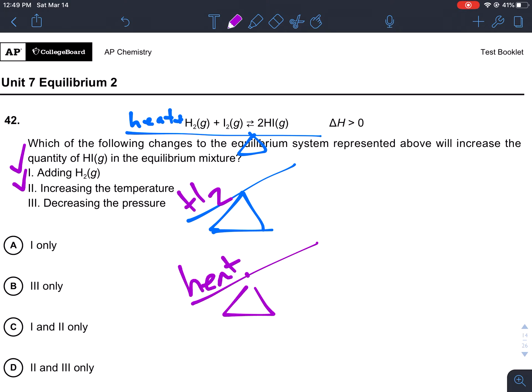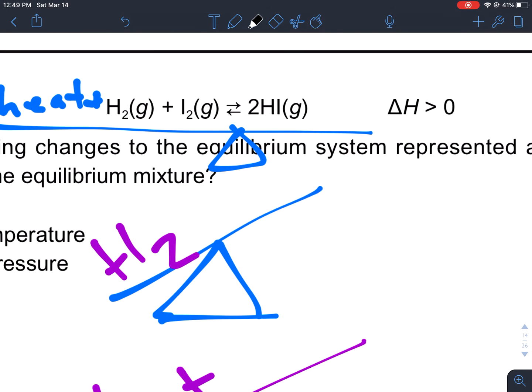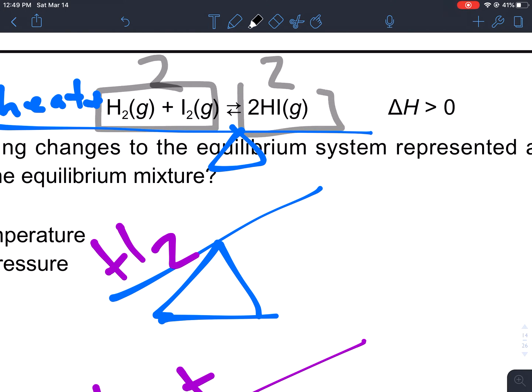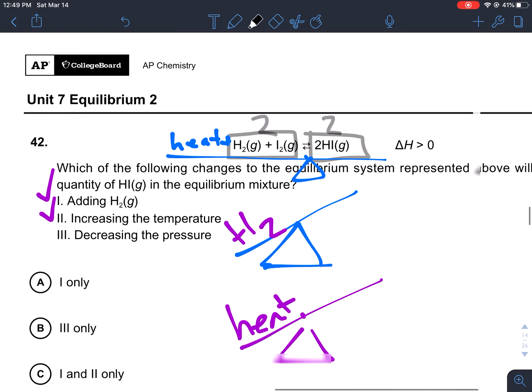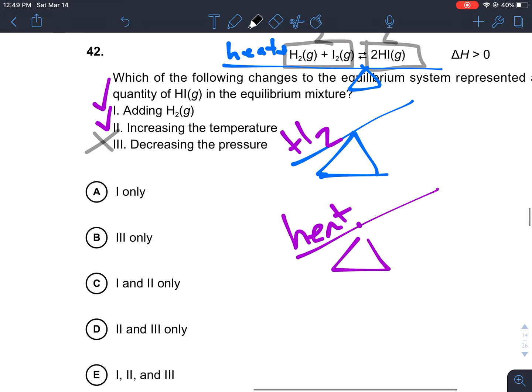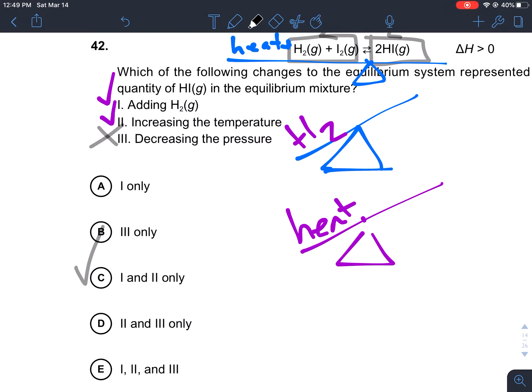Decreasing the pressure. If you decrease the pressure, you have to check the amount of moles. Look, there's 2 moles on this side, and there's 2 moles on this side. Pressure does nothing to this equation, because the moles are equal. So that is not true. The correct answer is 1 and 2 only. That is C.